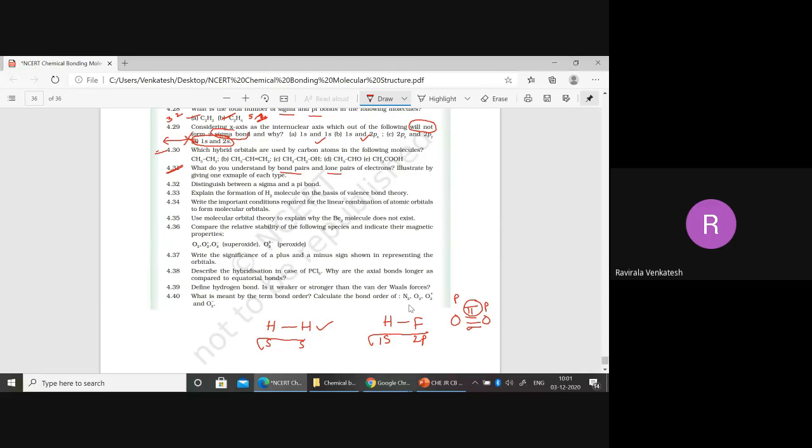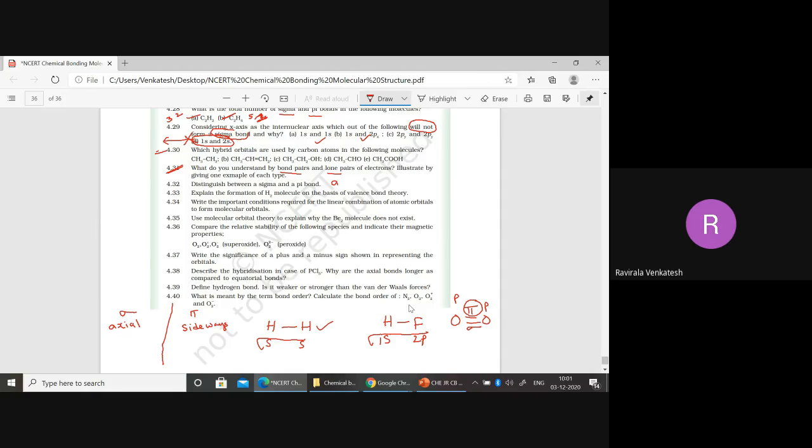Distinguish between sigma and pi bond. This one I will explain here. Sigma bond takes place by axial overlapping. I'm writing over here: sigma and pi bond. Sigma overlaps axially, whereas a pi bond overlaps how? Sideways overlapping. Correct? Sideways overlapping.